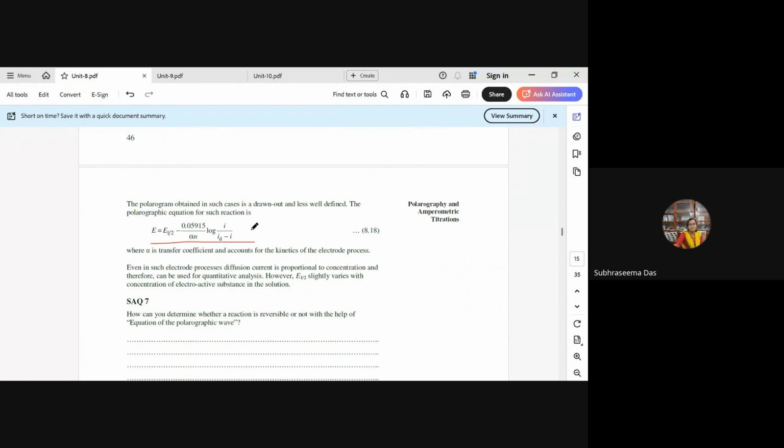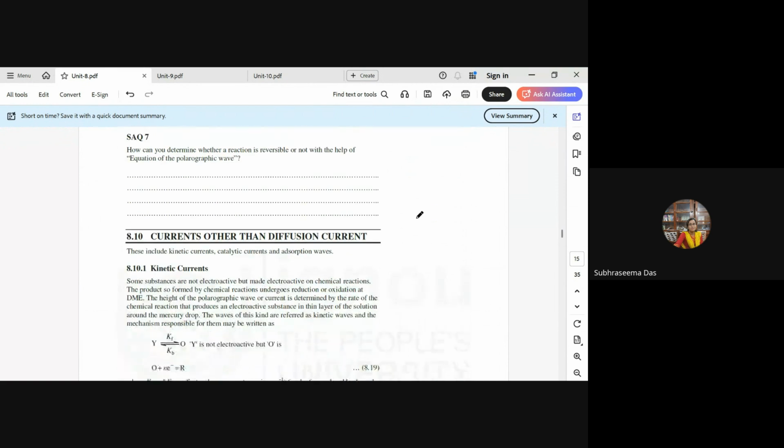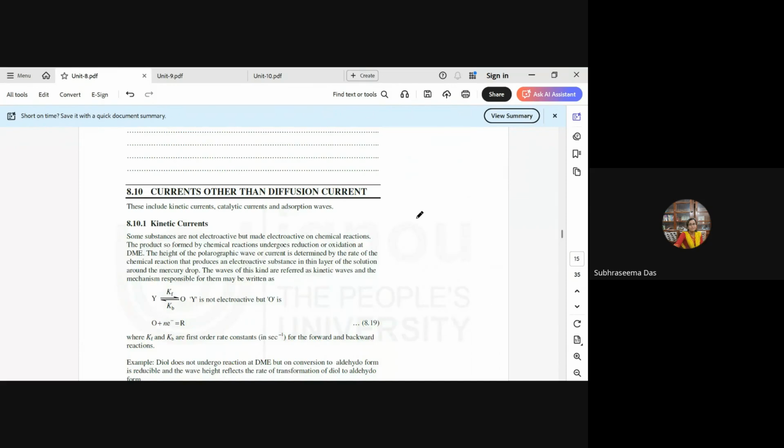the electrode process. So even in such electrode processes, diffusion current is proportional to concentration and therefore can be used for quantitative analysis. However, the E half varies slightly with the concentration of the electroactive species in the solution. Then coming to currents other than the diffusion currents.